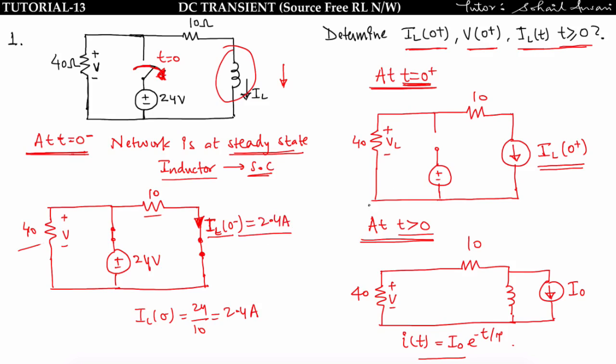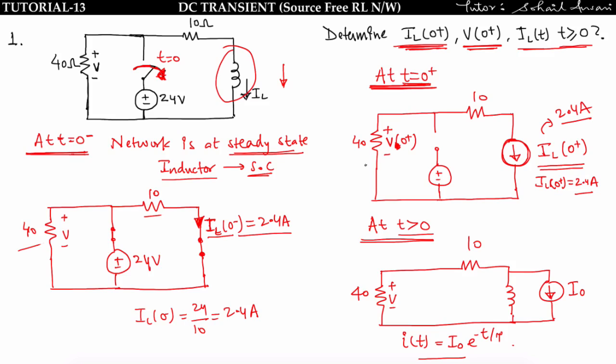And also we know that the inductor won't allow sudden change in current, means IL of 0 minus must be equal to IL of 0 plus, that we have seen in the previous lecture, how I am getting IL of 0 minus is equal to IL of 0 plus. Means at t is equal to 0 plus, this inductor can be replaced by a current source having value equal to 2.4 ampere. So IL of 0 plus is equal to 2.4 ampere. Okay, now we have to find V of 0 plus. Where is V? Sorry, this is V. We have to find at t is equal to 0 plus, we are drawing this circuit, means this V is nothing but V of 0 plus only.